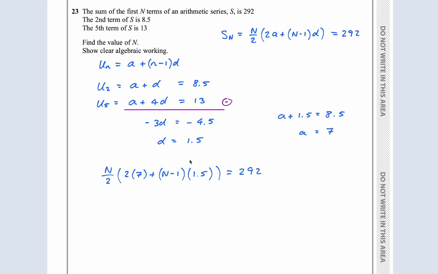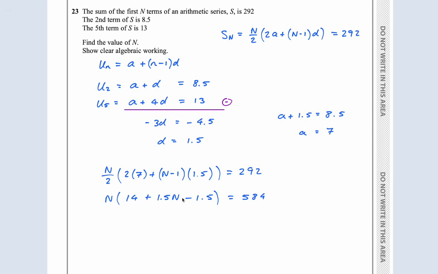Okay, now I need to work all this out. So I'm actually going to multiply across by 2 first, guys. N times... so 2 times 292 is 584. I think that's correct. 584. Then that's this 2. I've multiplied by that 2. So I'm left with n times 14 plus 1.5 times n is 1.5 times n minus 1.5 equals this.